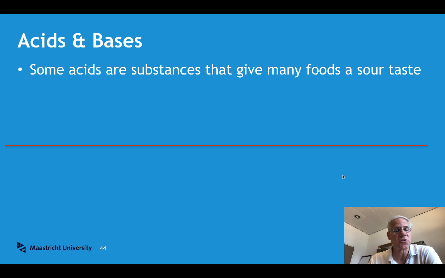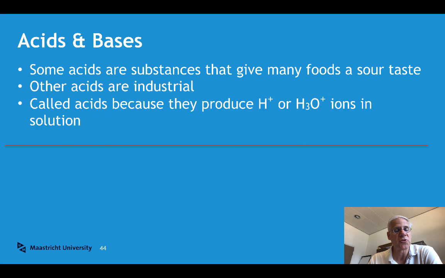Now, no talk about solutions would be complete without talking about acids and bases. Some acids are substances that give a lot of foods a sour taste. Okay? Other acids are industrial. Some of the acids that give food a sour taste are phosphoric acid, citric acid, and some others.